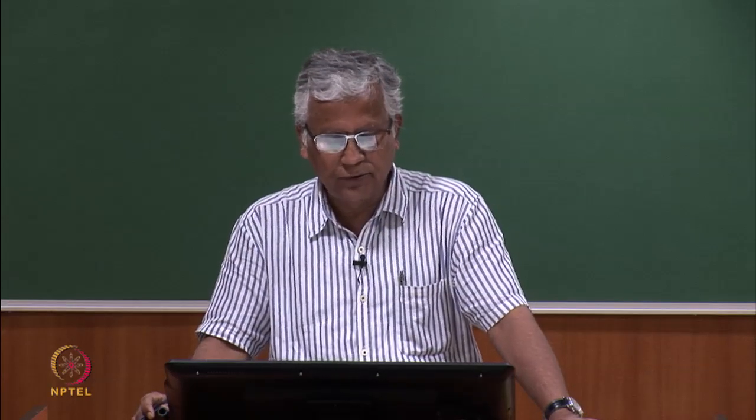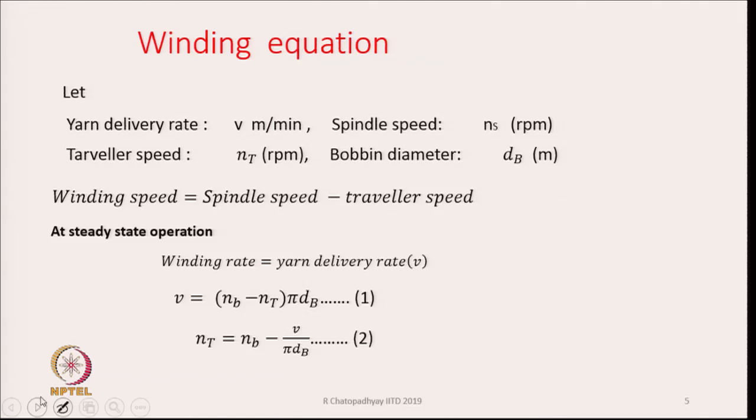The winding equation, if we try to write, then we can say that winding speed should be equal to spindle speed minus traveler speed, but winding rate is basically equal to yarn delivery rate, and as we have written the equation earlier, V is Nb minus Nt into pi dB. At equilibrium, this equation will always hold good. If I rewrite this equation to find out Nt, the speed of the traveler, we get Nt equals Nb minus V by pi dB.